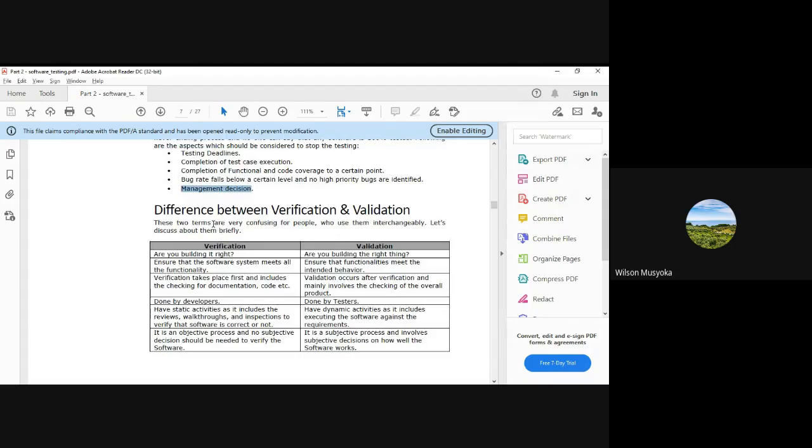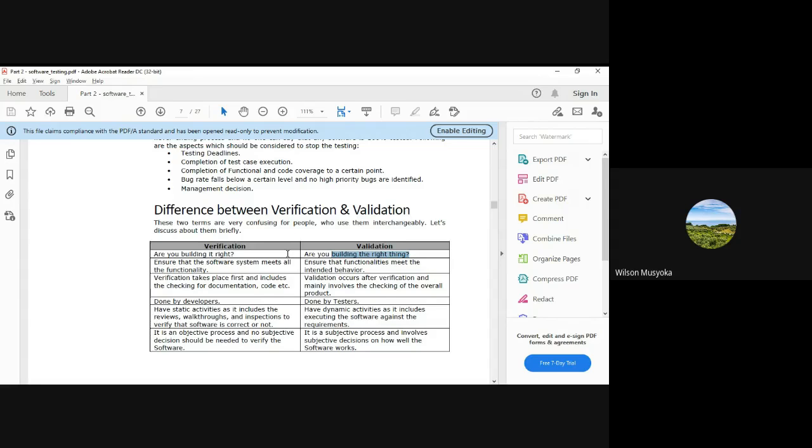Now, testing is normally carried out in two forms, whereby we can have it as either verification or as validation. So these two terms, sometimes they are used interchangeably, but they mean different things. When you are talking about verification, you are asking whether you are building it right or whether you are following the right process to build that software. Validation is checking whether you are building the right software.